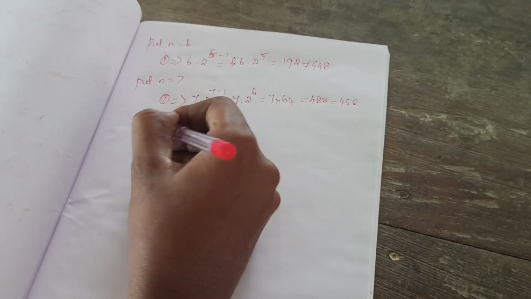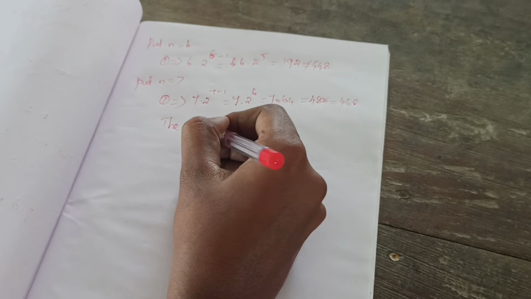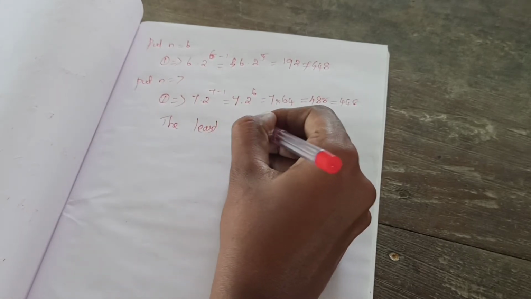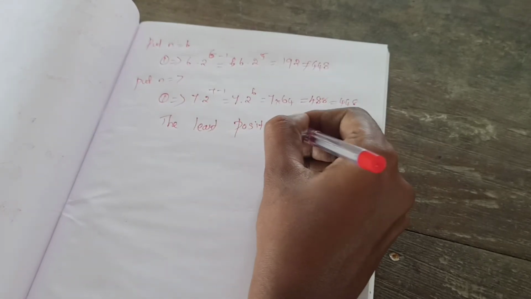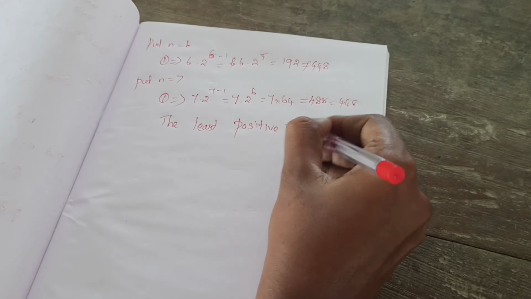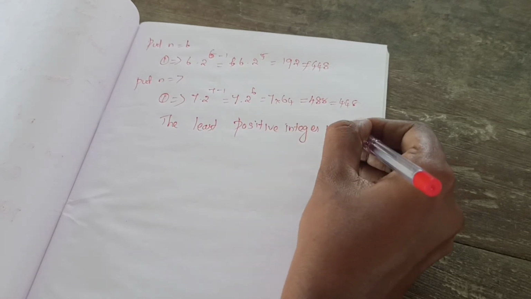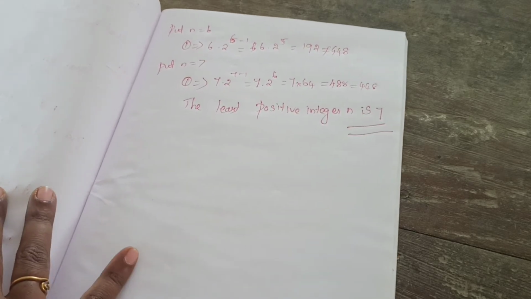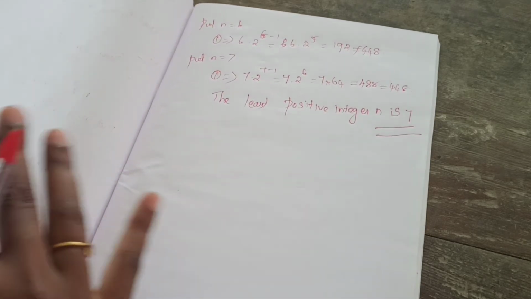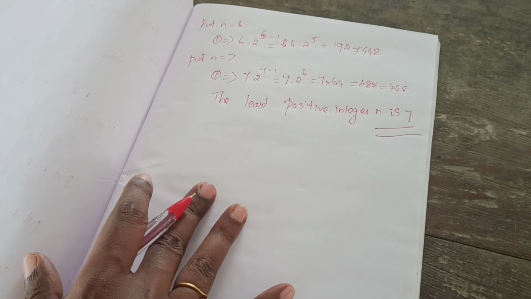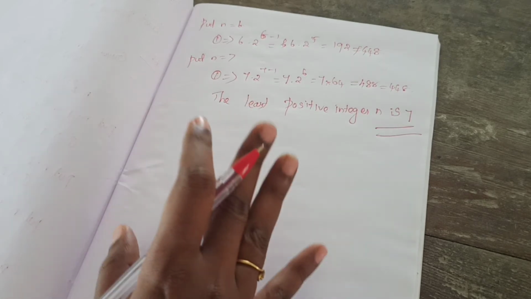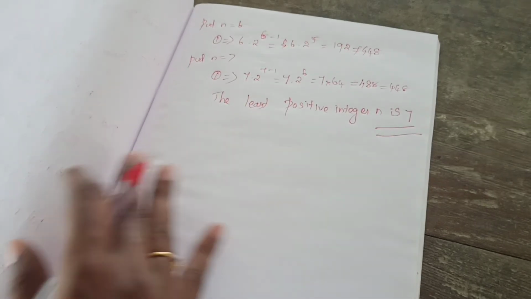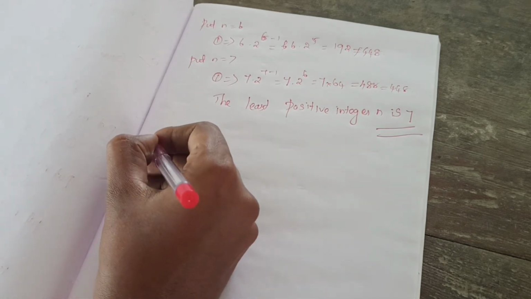So what's the least positive integer n? It is 7. Understand? So what's the least positive integer? 7. So for n, certain values you need to apply and see. When you get 448, you will stop there. That's the particular n value. Okay. So next one.